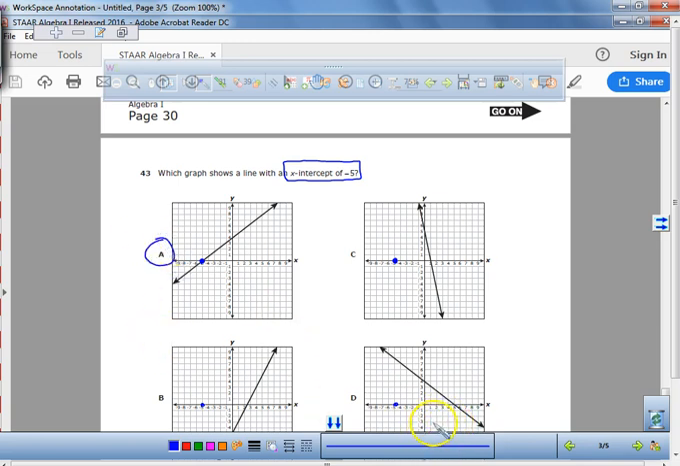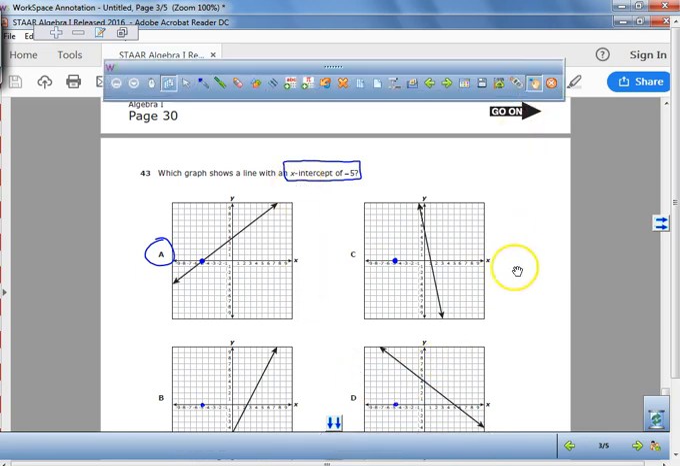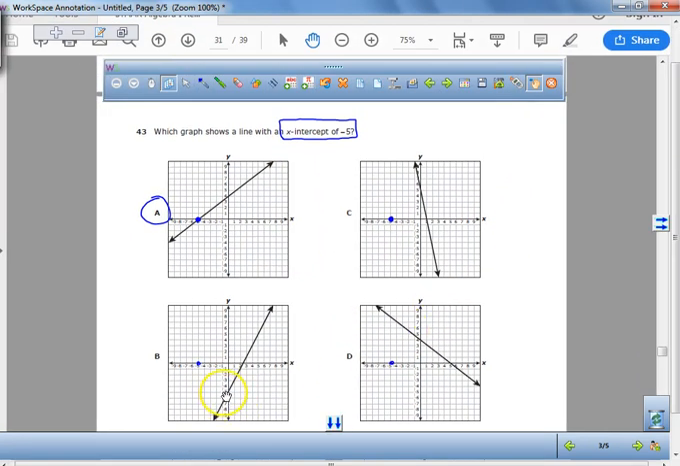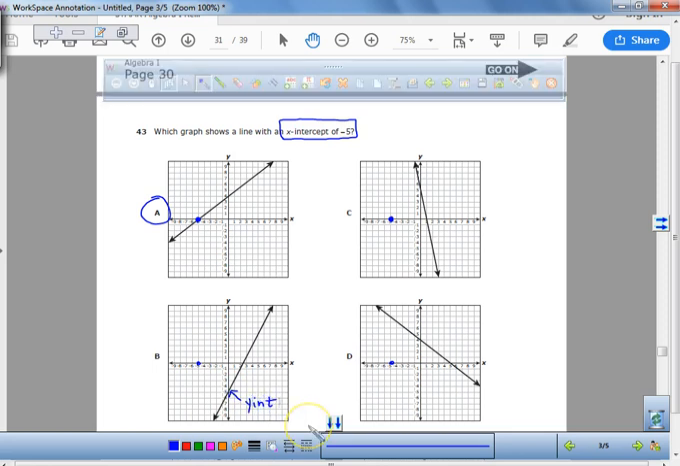If it asked you for a y-intercept at -5, by the way, you see how answer choice B? What does answer choice B have? It doesn't have an x-intercept at -5. It has a y-intercept at -5. So you need to know the difference between an x-intercept and a y-intercept. What is the definition of an x-intercept? Where the line hits the x-axis. That's the definition.